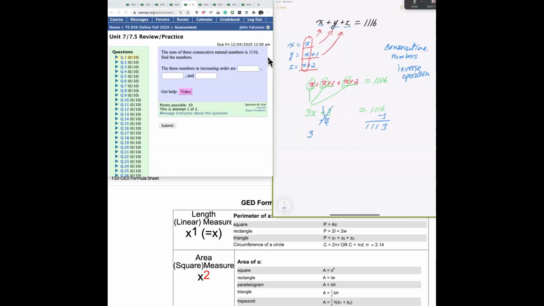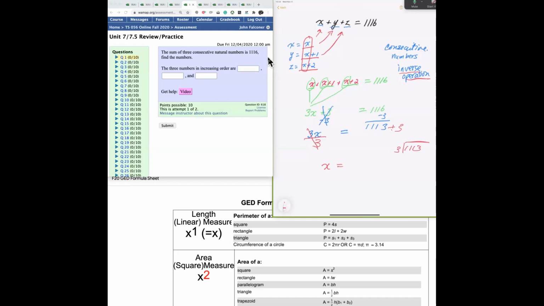And we can rewrite our equation as 3x is equal to 1,113. And we still want to isolate that x. Now we have x being multiplied by 3. So again, we'll use the inverse operation, which is division. The inverse of multiplication is division. And we're dividing by the same number, 3. We have to divide both sides by 3, or it won't be an equation anymore. So 3 divided by 3 gives us 1, which means 1x, or it just leaves x. And then 1,113 divided by 3.